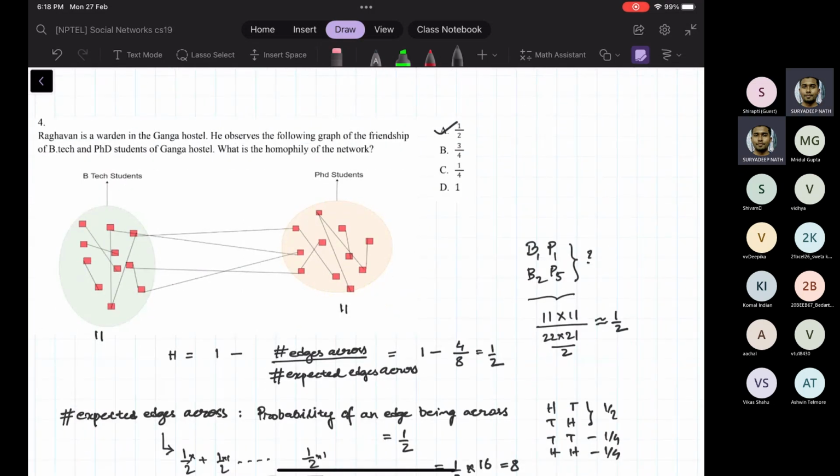So Raghavan is a warden of the Ganga hostel. He observes the following graph of friendship of BTech and PhD students of Ganga hostel. So what is the homophily of the network? Homophily is basically 1 minus the number of across edges present in this graph. Across means across from BTech to PhD. So across edges you can see are these 1, 2, 3, and 4, divided by the expected number of edges.